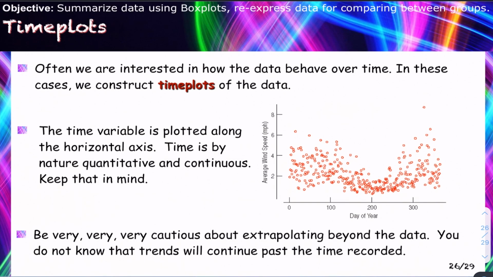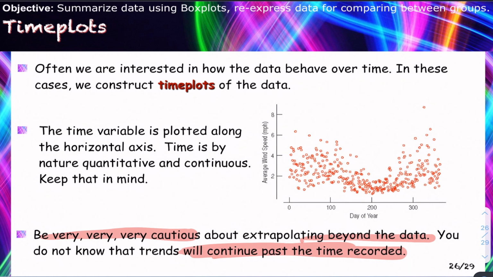Last little bit of information for chapter 5 with time plots. Often we are interested in how the data behave over time. In these cases, we construct time plots. The time variable is plotted along the horizontal axis, and time is by nature quantitative and continuous, so you always have to keep that in mind. But be very, very, very cautious about extrapolating beyond the data. You do not know that trends will continue past the time recorded.